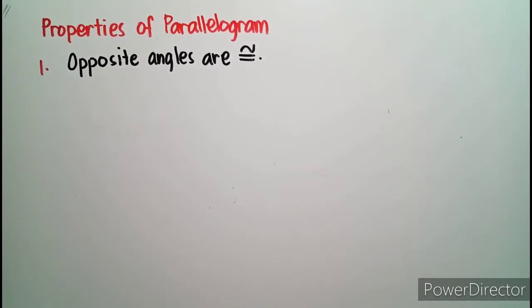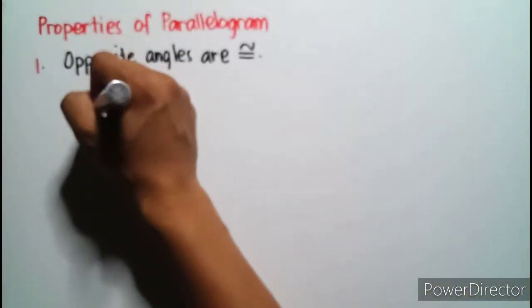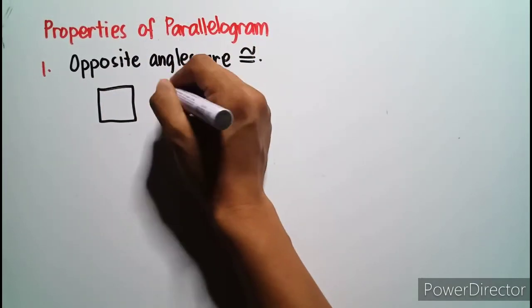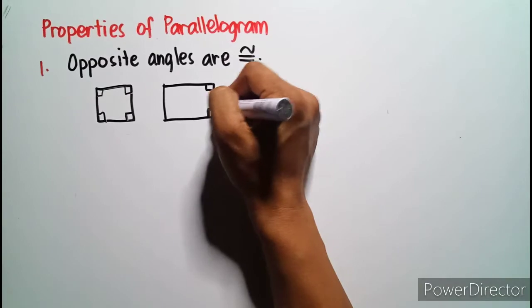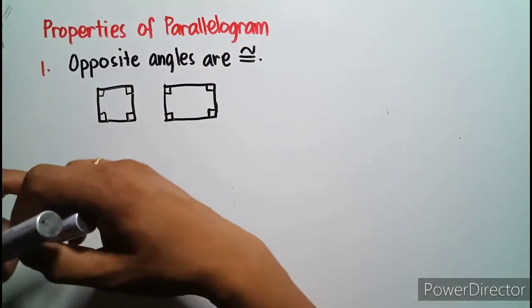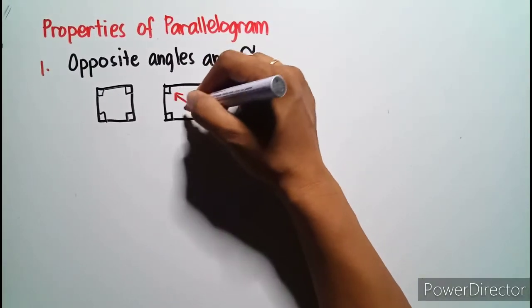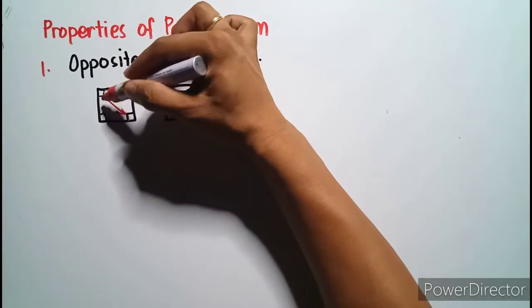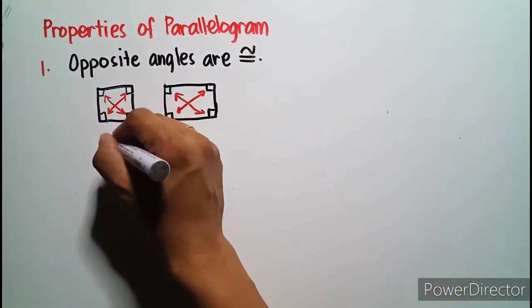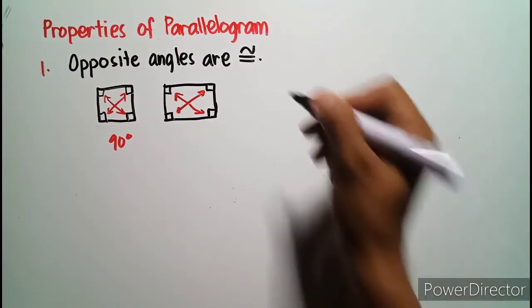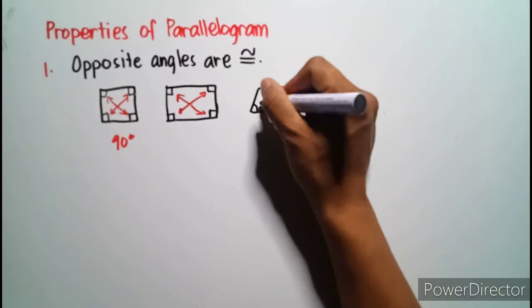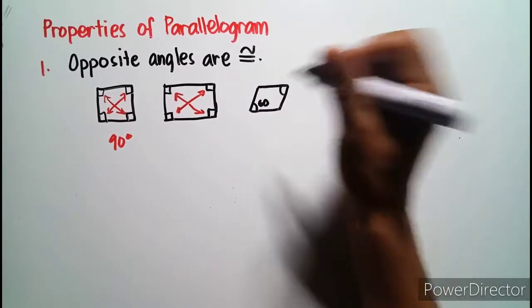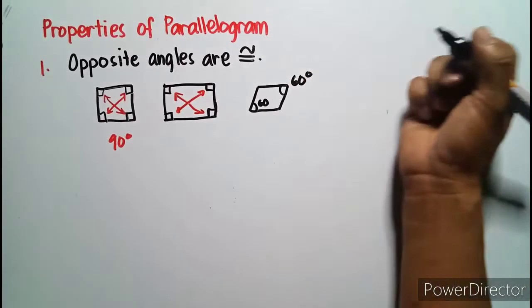Properties of parallelogram. Number 1, opposite angles are congruent. So, opposite angles are congruent. So, sa square, sa rectangle, since all angles are 90 degrees, opposite angles are congruent, measuring 90 degrees. Now, how about in a rhombus? So, sa rhombus, okay, so if this is 60 degrees, this angle, because it's opposite, that is also 60 degrees.